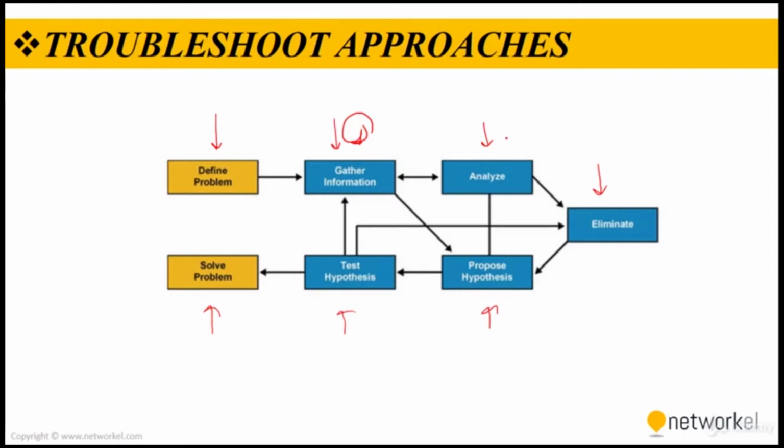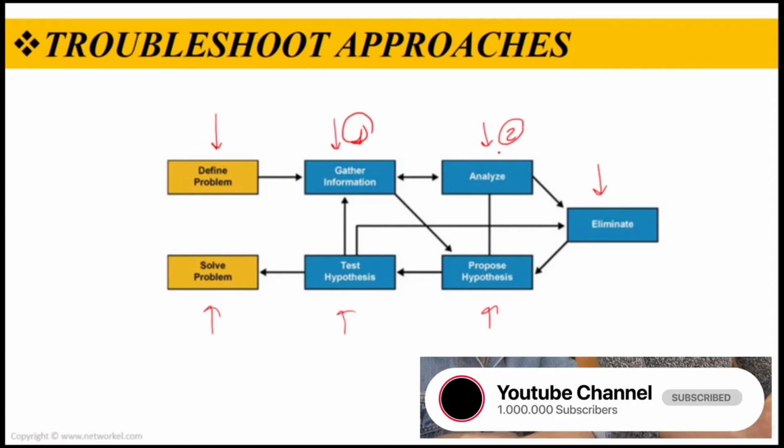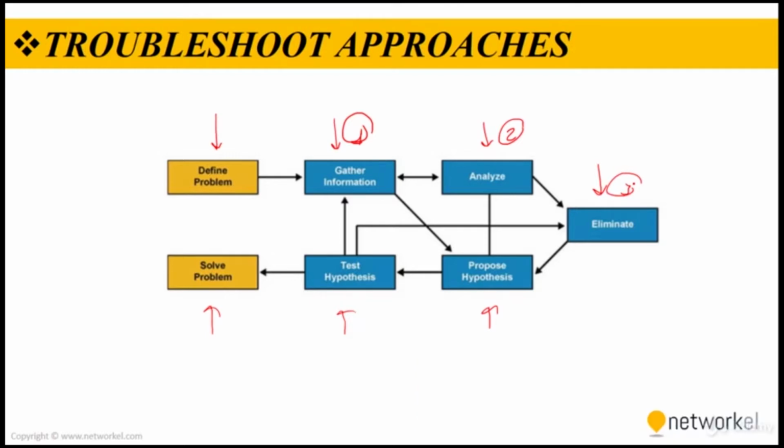The second step is analyze. After the gathered information has been analyzed, the troubleshooter compares the symptoms against his knowledge of the system, processes, and the baselines to separate normal behavior from abnormal behavior. The third step is eliminate. By comparing the observed behavior against expected behavior, some of the possible problem causes are eliminated.